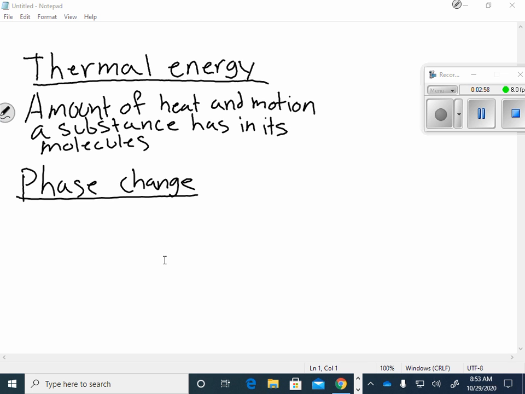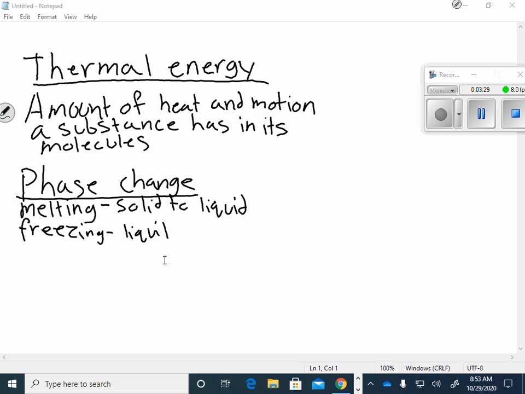So as this ice turns into liquid, as a solid turns into liquid, we call that melting. So these ones I do want you to put down. So melting, solid to liquid. And then the reverse of melting is freezing, which is liquid to solid.